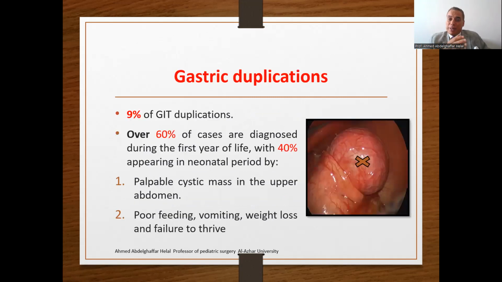Now we will speak about the second part of the foregut, the gastric duplication related to the stomach. It accounts for about 9% of gastrointestinal tract duplications, with over 60% of cases diagnosed during the first year of life, and 40% appearing in the neonatal period with a palpable cystic mass in the upper abdomen, poor feeding due to compression on the stomach of the baby, vomiting, weight loss, and failure to thrive.